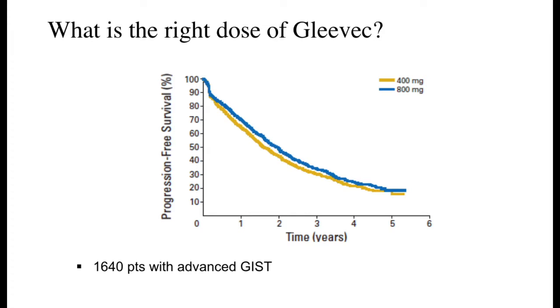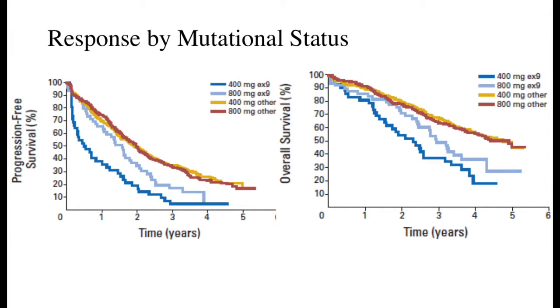But over time, mutation analysis got better and better, and it became cheaper and cheaper, and more people were doing it. And so they started to stratify and say, okay, well, let's look and see how patients with exon 9 mutation do with the different doses. Let's take a look and see how patients with exon 11 mutation do. In this diagram, you can see here that in all cases, the patients with non-exon 9 mutation respond better, do better compared to the exon 9 mutation.